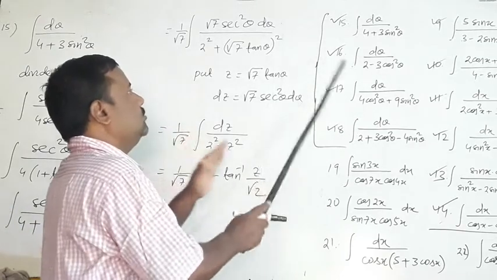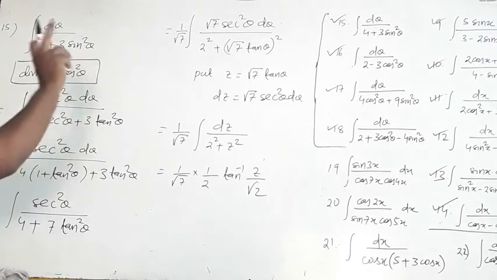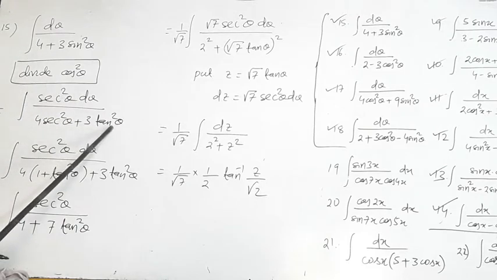In that case, you have to divide by cos square x. For all these 4 problems there is one method. Divide by cos square x so that it becomes sec square x. It becomes 4 sec square x plus 3 tan square theta. As sec square theta is the derivative of tan theta, convert everything in the denominator to tan theta and keep sec square theta. Convert to tan square theta so that it becomes 1 plus tan square theta plus 3 tan square theta. It becomes sec square theta by 4 plus 3 tan square theta.